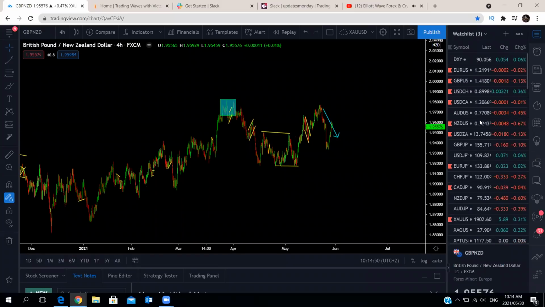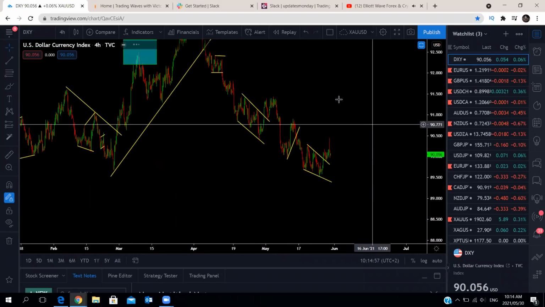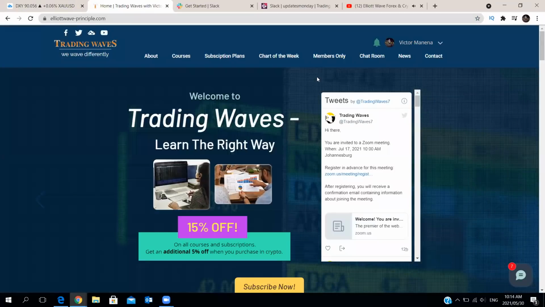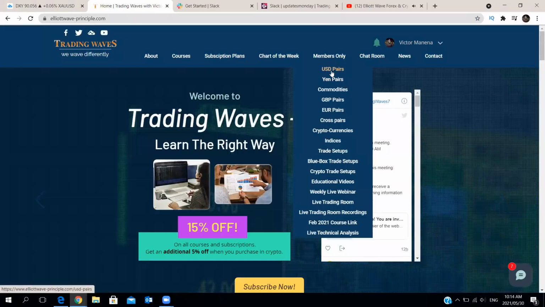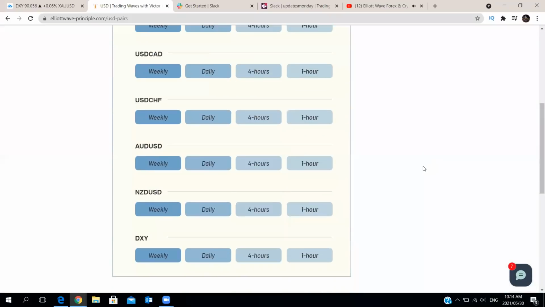Now let's go through the rest of the pairs. Let's start with the DXY and see how the market has played out. We'll be looking at mostly the 4-hour and 1-hour chart. Let's go through the DXY. Now we'll look at some of the members' charts over the last week.